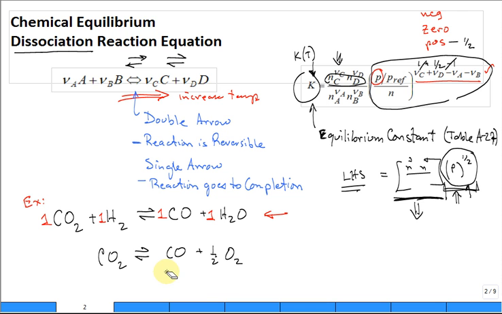Hopefully all that made sense. Did you follow the logic? It's multi-stepped and a little complicated, but that's the logic.